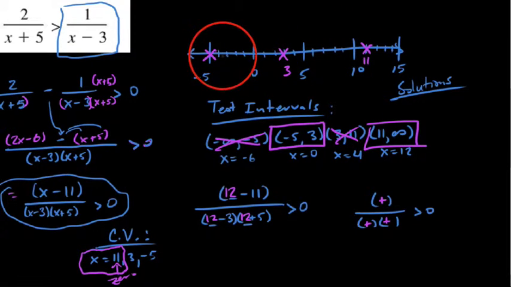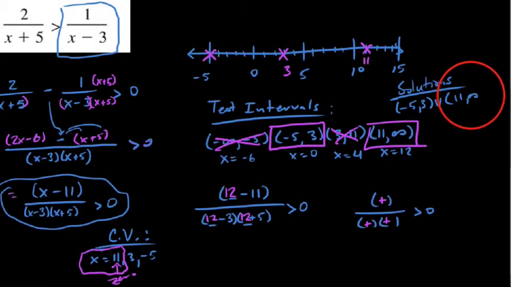But I would say we would reject the other two just because we would not include these -5 or 3 values as endpoints because they're asymptotic. So we'll say in our solution set we have -5 to 3 in union with 11 to infinity.